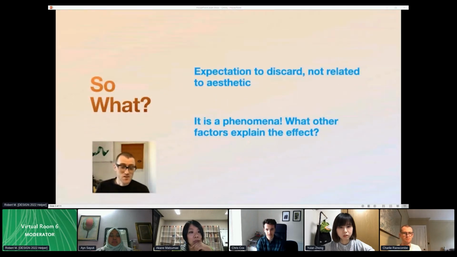First and foremost, it proves that we have an expectation to discard products which is not just related to aesthetics or aging. But then secondly, we know it's a phenomenon. So that leads us to further research questions. What other factors might explain the effect?